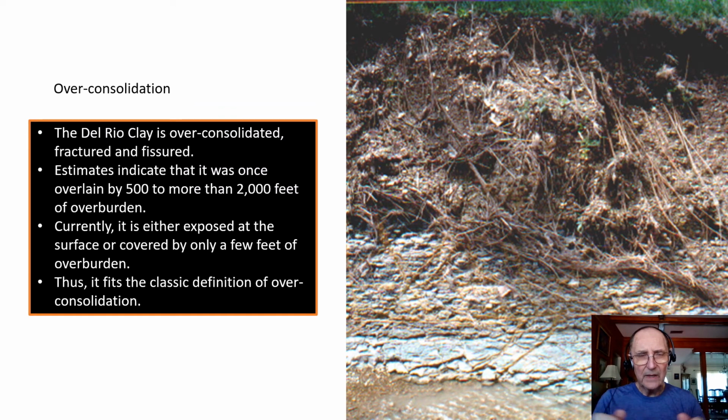The Del Rio Clay is an over-consolidated, fractured, and fissured shale. Estimates indicate that this formation was at one point covered by more than 2,000 feet of overburden. Currently, it is exposed at the surface or covered by only a few feet of overburden. So it fits the classic definition of overconsolidation.